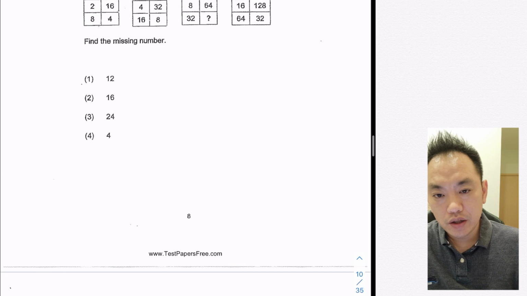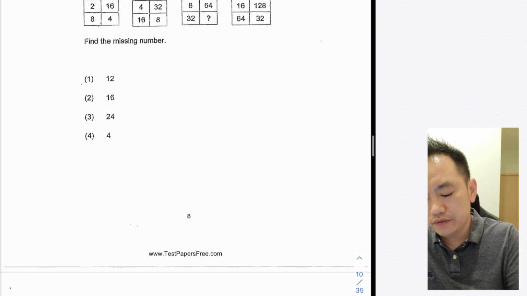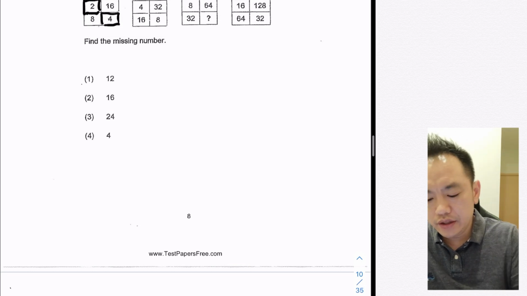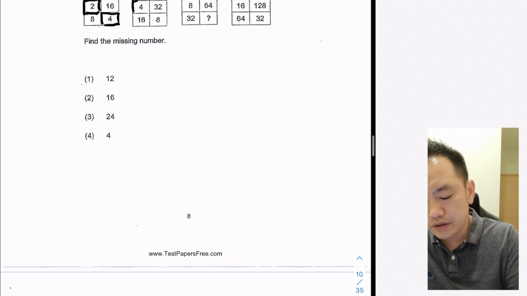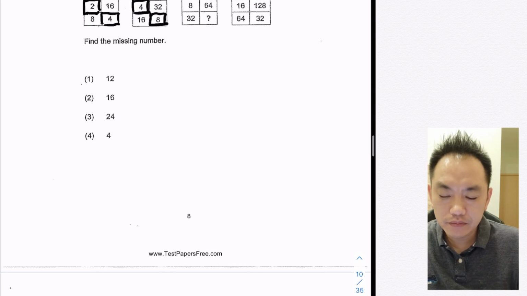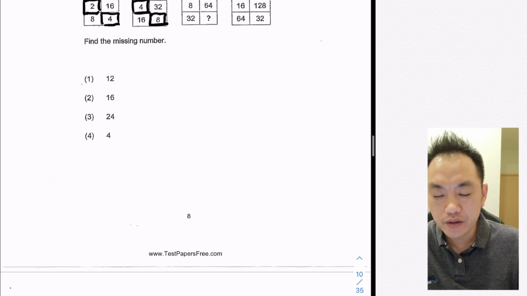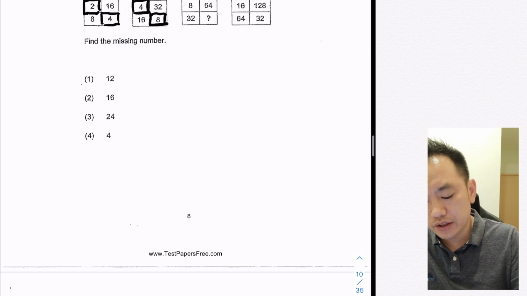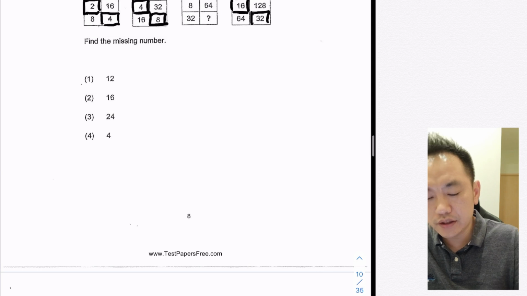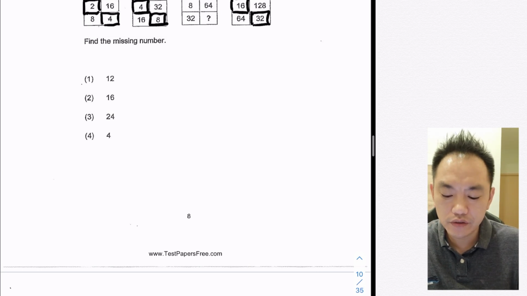So basically, it's quite straightforward. You can see the first block has 2, and then the bottom right block is 4. And if you observe the second one, it's 4 and 8. So basically, for the bottom right block, you take the top right block and times it by 2, and that's the answer. And if you check the last one, it's also the same, 16 and 32. So basically 16 times 2 is 32.